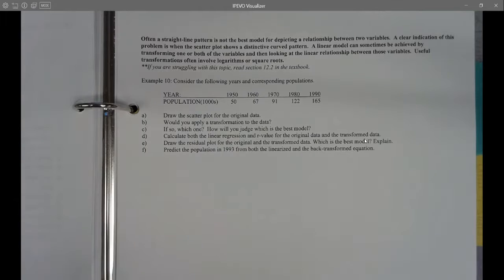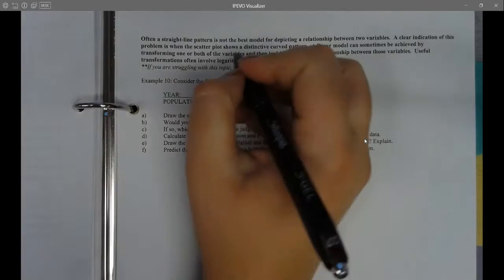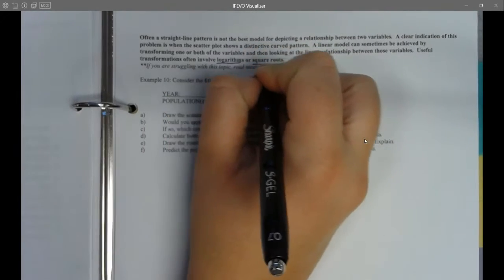We don't like curved patterns, so we are going to force the data to be linear. This is called linearizing data. We're going to make it linear. It's not linear, so we are going to use logarithms and square roots.